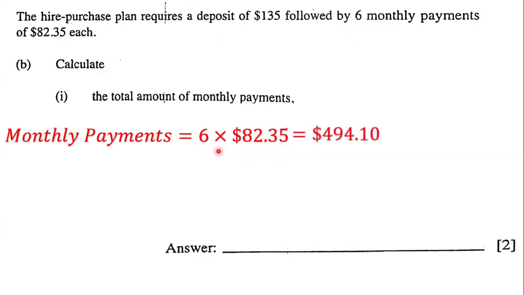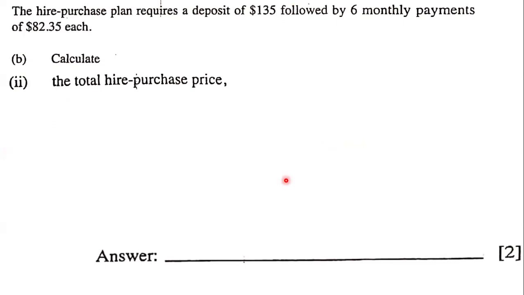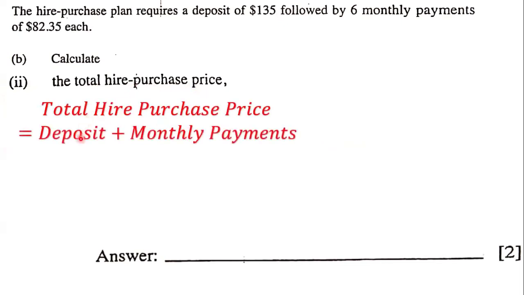And when we multiply those two, we get $494.10. And that's going to be the total amount of the monthly payments, $494.10. Next, our goal is to calculate the total hire purchase price. Now, the total hire purchase price is going to be the deposit plus the total monthly payments.